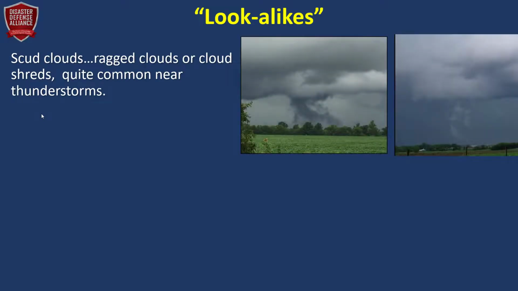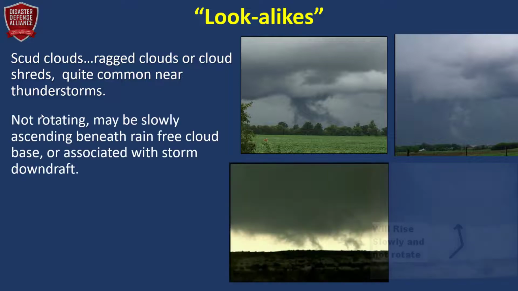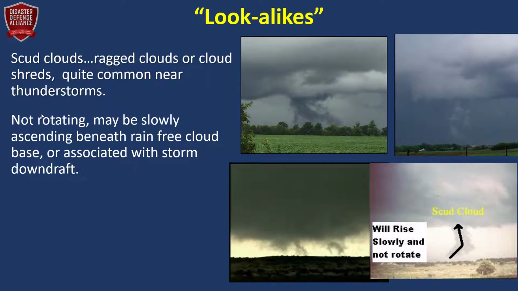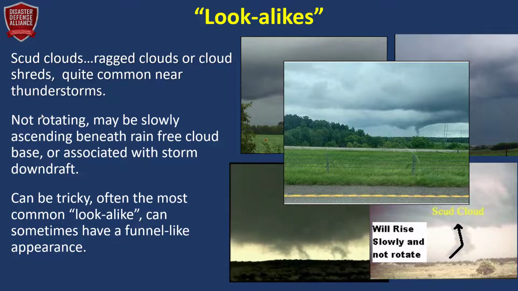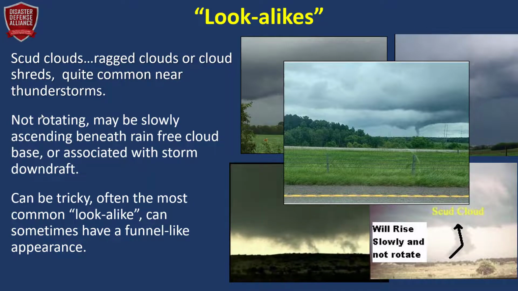The most common and most challenging one is the scud cloud. These are ragged clouds or cloud shreds that are quite common near thunderstorms. They are not rotating. In fact, they may be slowly ascending beneath the rain-free cloud base or associated with the storm downdraft. They can be tricky, often appearing like a funnel cloud, especially a long distance away.